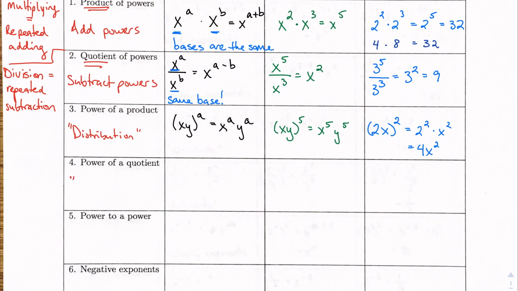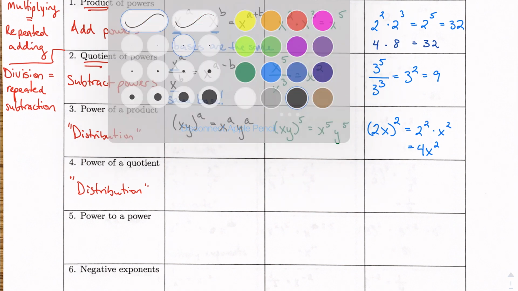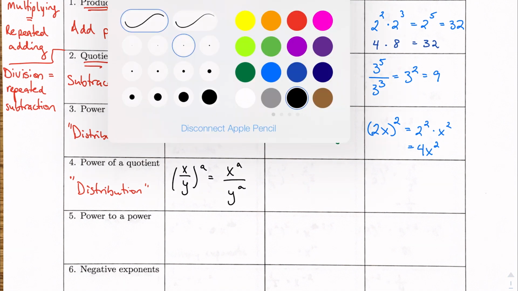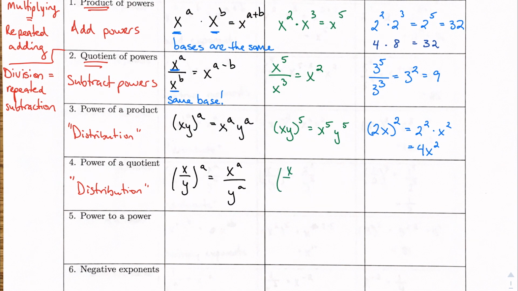The power of a quotient is going to work exactly the same way. It's still some kind of distribution. I can distribute over my division. So x divided by y to the a is just going to be x to the a divided by y to the a. So if I have something like x divided by y cubed, it would be x cubed divided by y cubed. And for a number, this is actually the time where you would see the power of a quotient rule being used with a number. So if I had something like 1/2 cubed, we'd say it's 1 cubed divided by 2 cubed, and that's just 1/8.